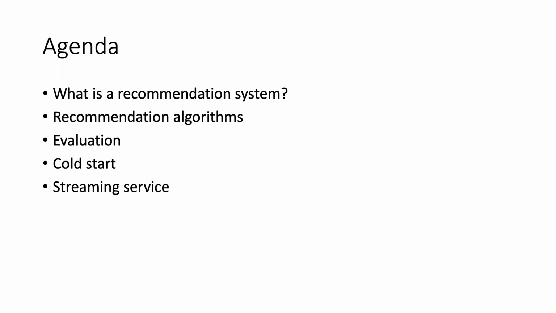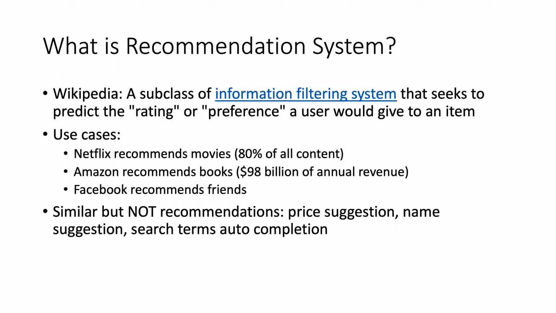All right, so let's get started with the first question here. What is a recommendation system? If you go to Wikipedia and then you search for recommendation system, you will get this answer. A subclass of information filtering system that seeks to predict the rating or preference a user will give to an item. Okay, so based on this definition, what do you read?